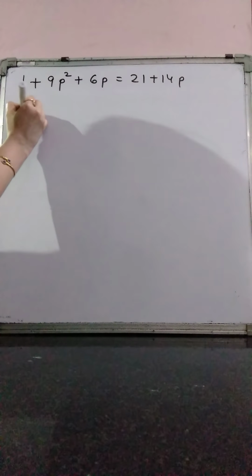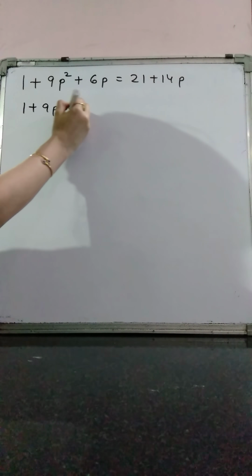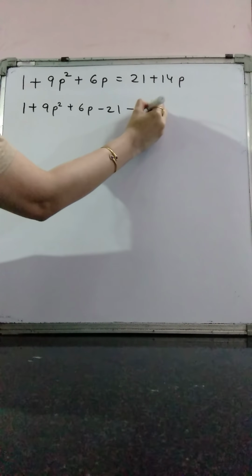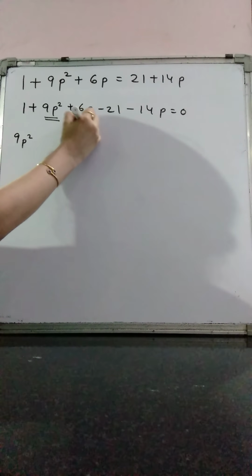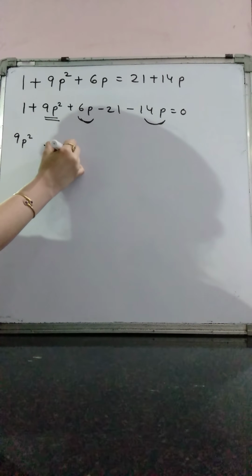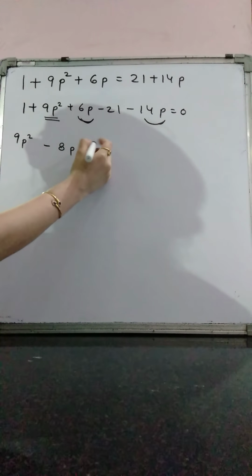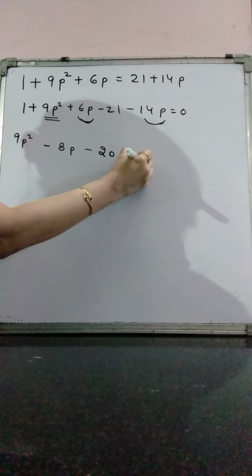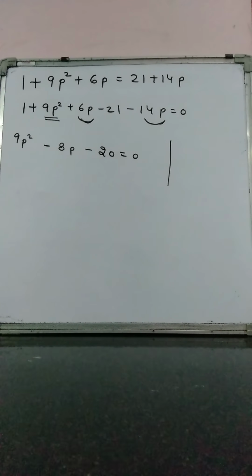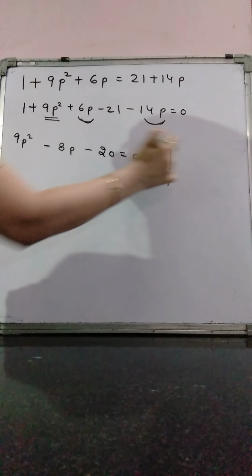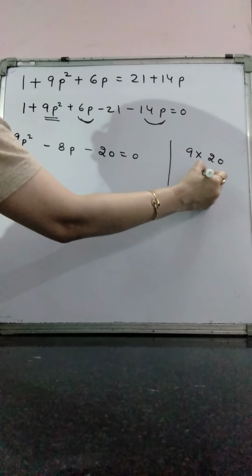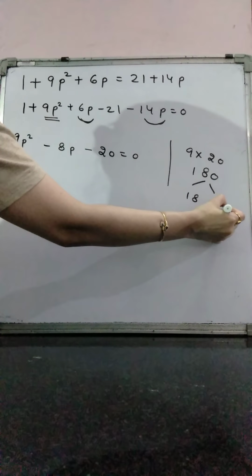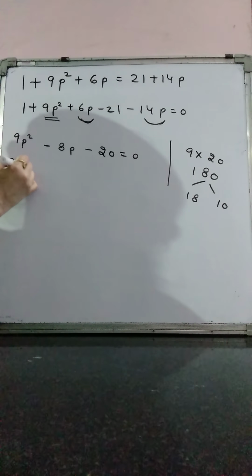Now collect all terms on one side, on the LHS. Minus 21 minus 14p. 9p square. 6p minus 14p will be minus 8p. 1 minus 21 will be minus 20. Now apply splitting the middle term. Multiply 9 and 20. It will be 180. So make the factors of 180, that is 18 and 10, and the difference is 8.